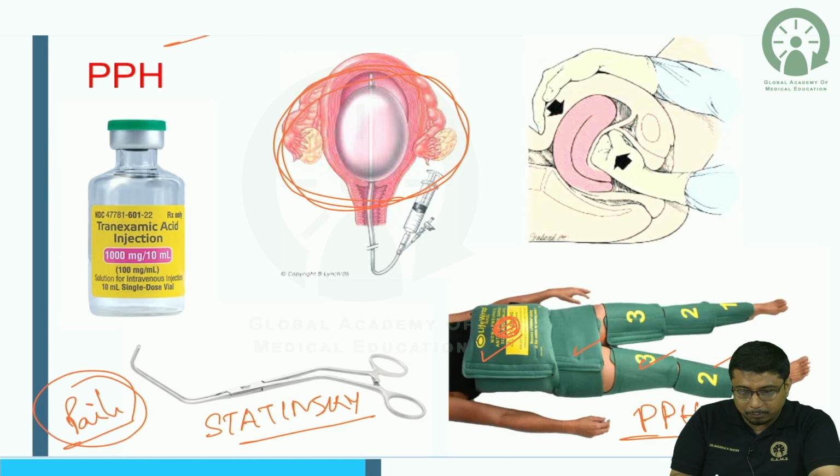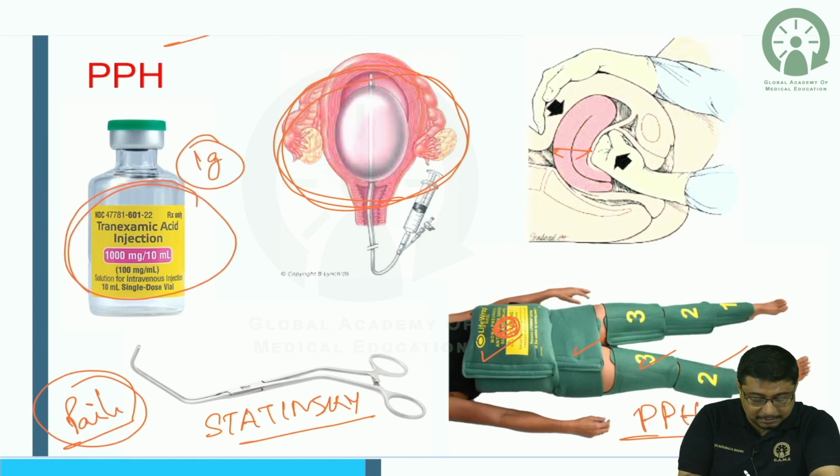This is bimanual compression. And see, the hand is not inside the uterus. It is pressing in a way that both walls of the uterus are opposed. And this is tranexamic acid. 1 gram is the first line drug for PPH management, and it was proven by the trial known as the WOMAN trial.